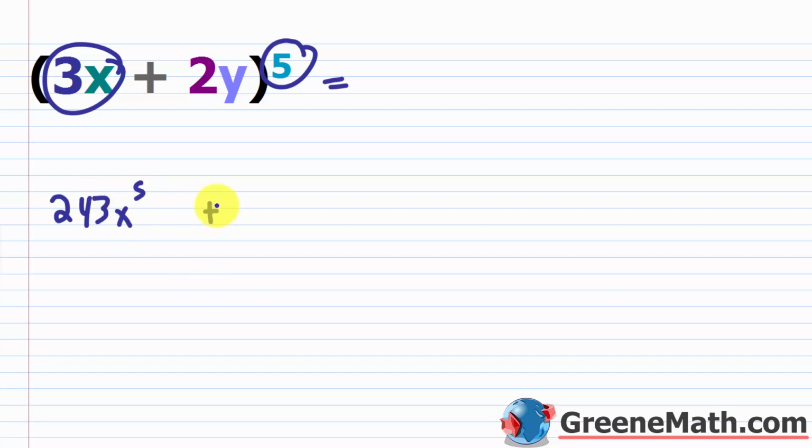Then you would have plus, let's just go down. We would have 3x raised to the power of 4. 3 to the fourth power is 81, so you would have 81x to the fourth power. And then plus, I'm going down by 1. So now I would have 3x cubed. So 3 cubed is 27, then x cubed.